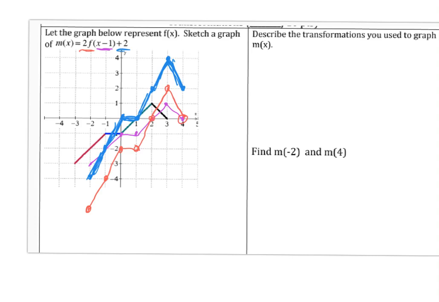That's an alternative to using the table format or the equation format for either of the previous two. Find m of negative 2. All right, that's the blue one. That's negative 4. Find m of 4. That's the blue one. That's going to be at a height of 2.